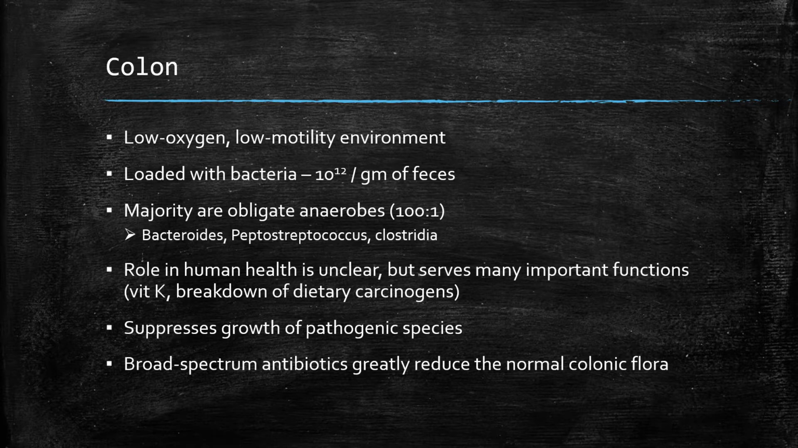Why the human colon evolved to contain so many bacteria is unclear, but it's also true that these bacteria serve many important functions. They're important in vitamin K synthesis and breakdown of dietary carcinogens. It's also likely that these large numbers prevent the growth of any pathogenic species. In surgery, we use and likely overuse broad-spectrum antibiotics, and this greatly reduces the normal colonic flora. This allows for the emergence of pathogenic species like Clostridia difficile.